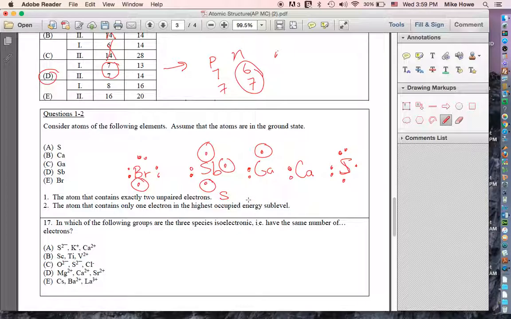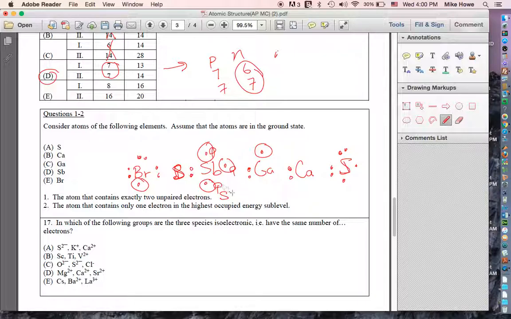Now, the atom that contains only 1 electron in the highest occupied energy sublevel. So the answer is right in front of us. Which one is it? Only 1 electron in the highest occupied energy sublevel. Sb? Sb has 3 electrons. So that would be the S sublevel. One electron in the highest energy sublevel?